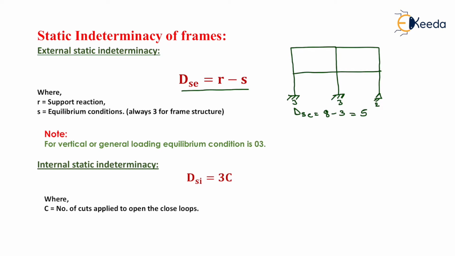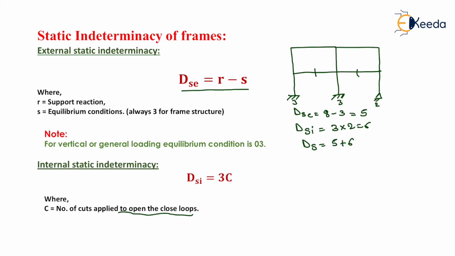Now if we want to compute the internal static indeterminacy, then it will be equals to 3c, where c is the number of cuts applied to open the closed loop. Now for opening the closed loop, we need to put 2 cuts here. Now what will be the value of DSI? It will be equals to 3c. It means that 3 into 2, which will be equals to 6. Now if we want to compute the total static indeterminacy, then it will be the sum of external static indeterminacy plus internal static indeterminacy, which will be equals to 5 plus 6.